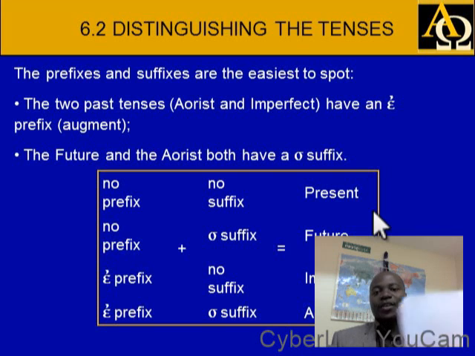So the prefix and suffixes are the easiest to spot. You can see them. The two past tenses, aorist and imperfect, have an epsilon prefix, which we also call the augment, and the future and the aorist both have a suffix. So no prefix, no suffix: present tense. No prefix plus suffix: future. Prefix, no suffix: imperfect. Prefix, suffix: aorist. So that's how we are able to differentiate the tenses.